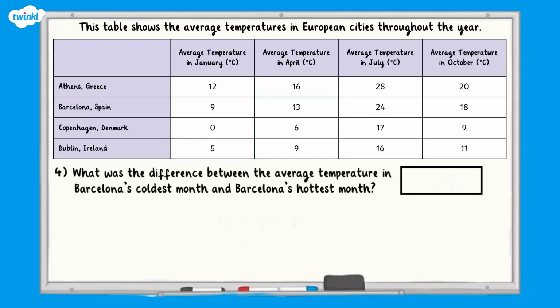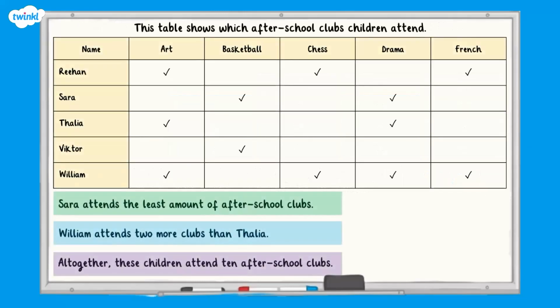Question 4. First, you need to find the lowest average temperature in Barcelona, which was in January, and the highest, which was in July. To find the difference, we calculate 24 subtract 9, which is 15. So that's our answer. Now for a challenge.